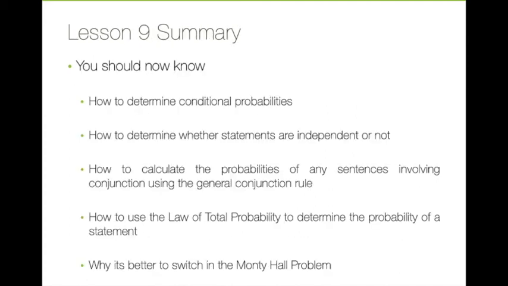And with that, we're done with lesson 9 and our coverage of the rules of the probability calculus. So after this lesson, you should know how to determine conditional probabilities, how to determine whether statements are independent or not, how to calculate the probabilities of any sentences involving conjunction, now that we have the general conjunction rule, how to use the law of total probability to determine the probability of a statement when you don't know it straight up, and you should know, at least generally, why it's better to switch in the Monty Hall problem.